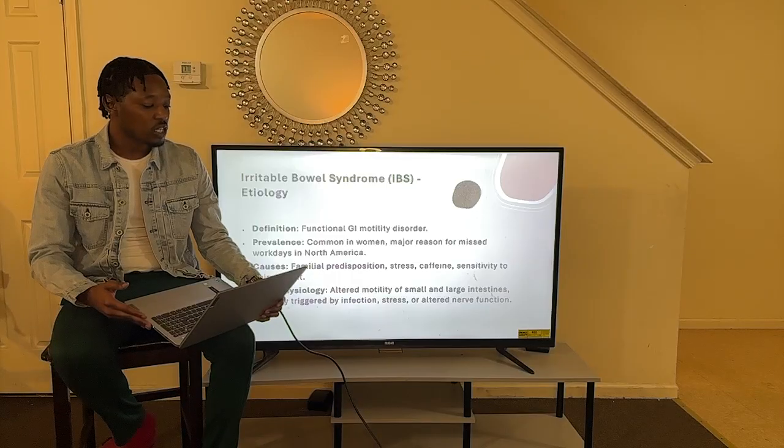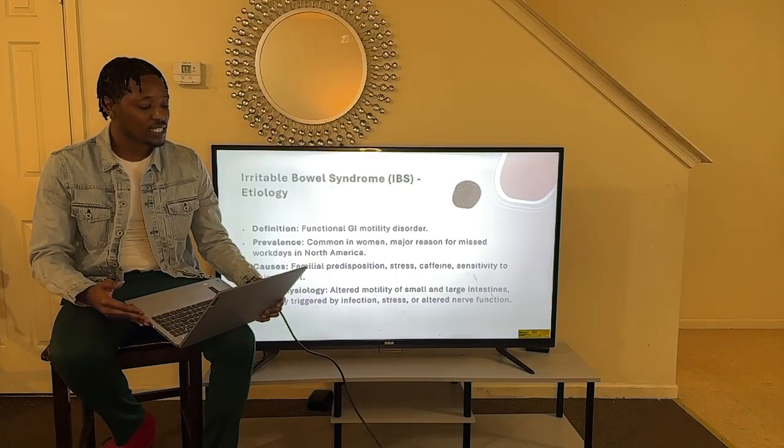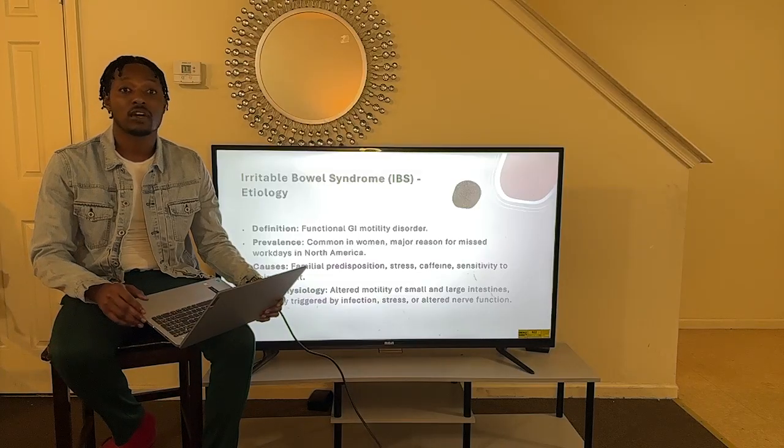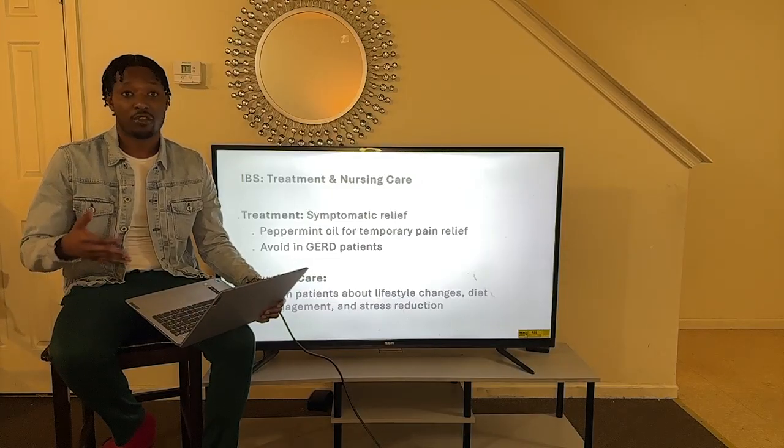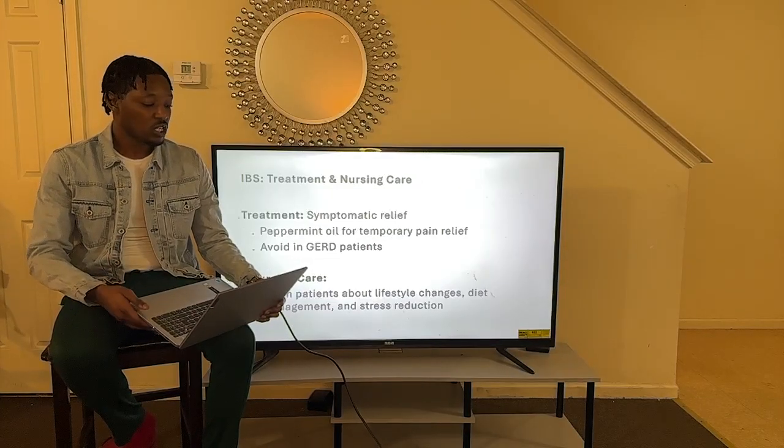Some of the causes include a familial predisposition, stress, caffeine, sensitivity to dairy or wheat. The pathophysiology includes an altered motility of the small and large intestines, possibly triggered by infection, stress, or altered nerve function. So irritable bowel syndrome pretty much just includes your diarrhea and your constipation.